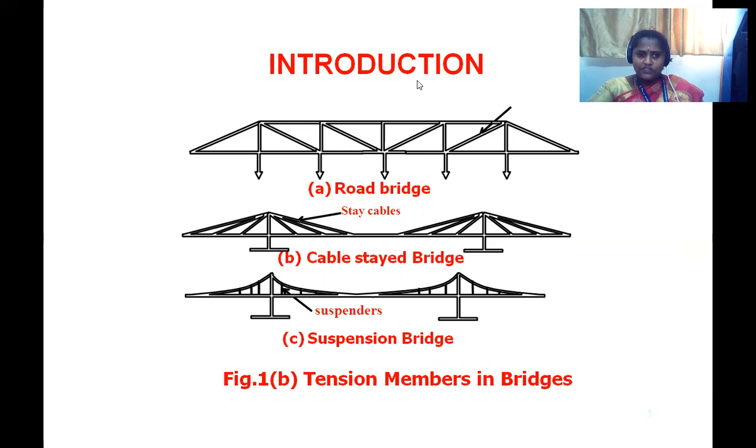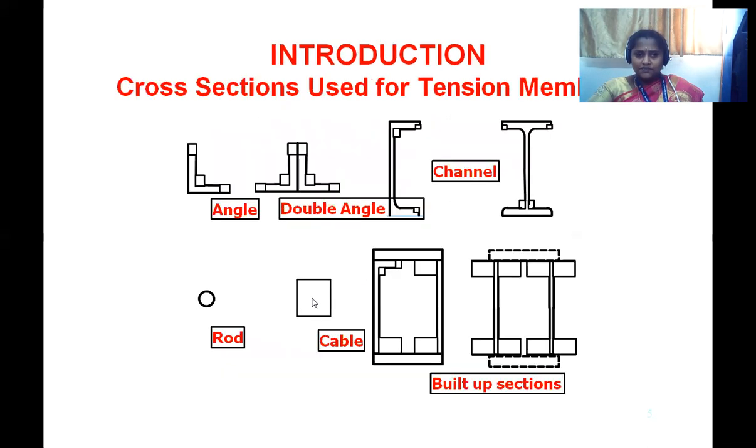And these are also some of the examples for bridges. Road bridges, we have bracings. And as we have seen earlier in the picture, cable stayed bridges, stay cables, suspenders. The vertical elements are called suspenders. Everything comes under tension members.